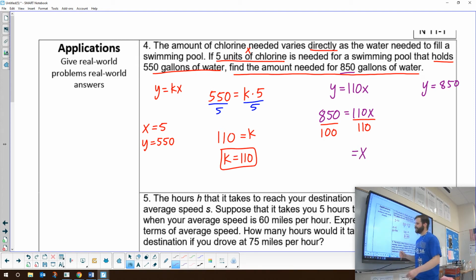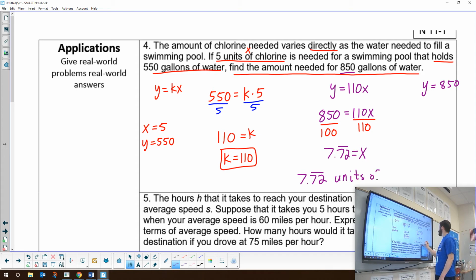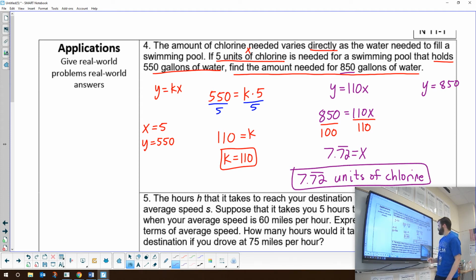So 850 divided by 110 gives us 7.72 repeating. So how many units of chlorine do we need? We need 7.72 repeating units of chlorine. Okay? All right. Now, moving on.